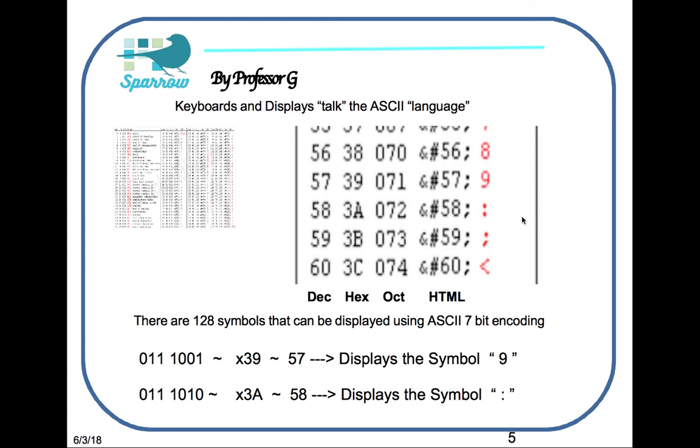And then if I wanted to print out the symbol here, which is a colon, I'd use the binary stream that results from 3A, or the hex value 3A would be translated into binary, which I have done right down here, 0, 1, 1, 1, 0, 1, 0.